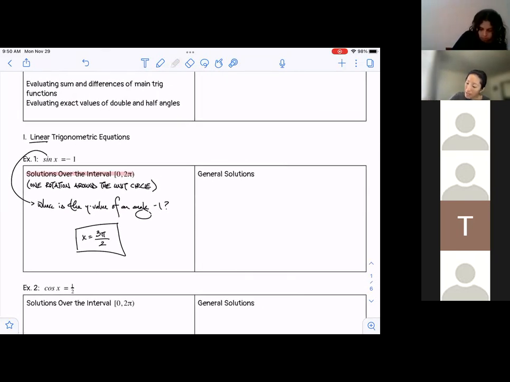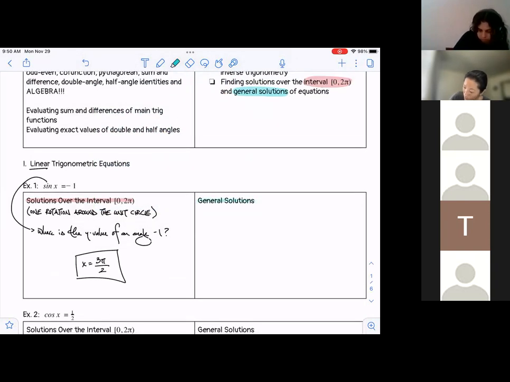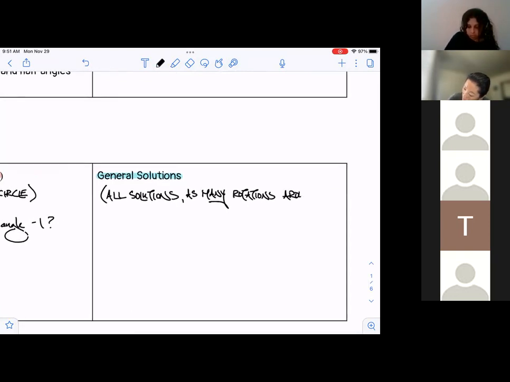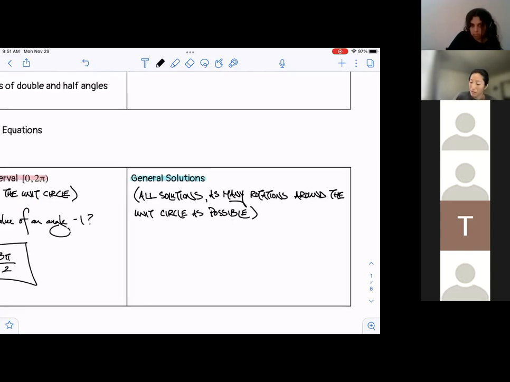All right, so I said the other type of solution, I think I said blue, was a general solution, okay? And so what does that mean in terms of what solutions we would be looking for? What this means is we're looking for all solutions, as many rotations around the unit circle as possible. In other words, someone might say 3 pi over 2, but we could also keep going around the unit circle and give it a different name.